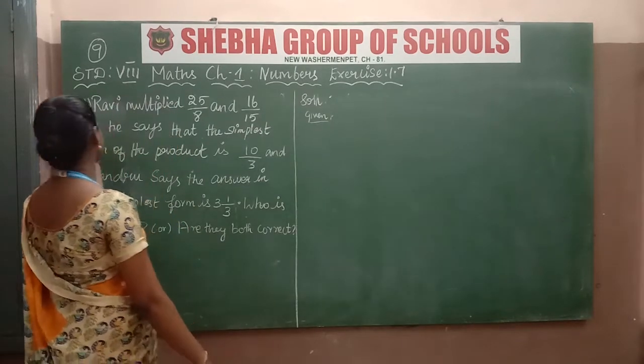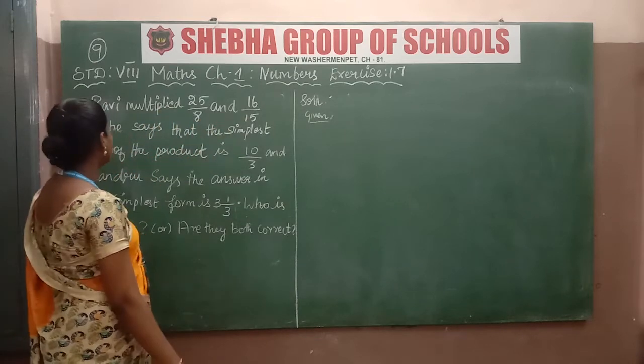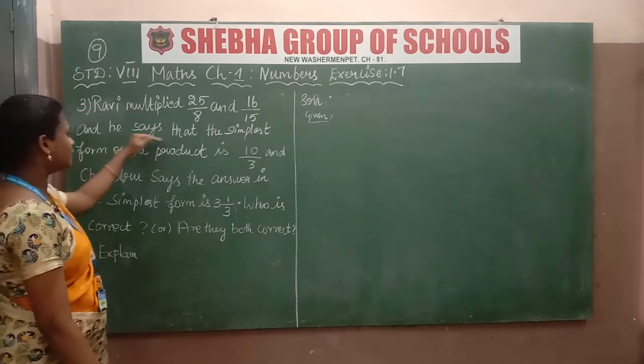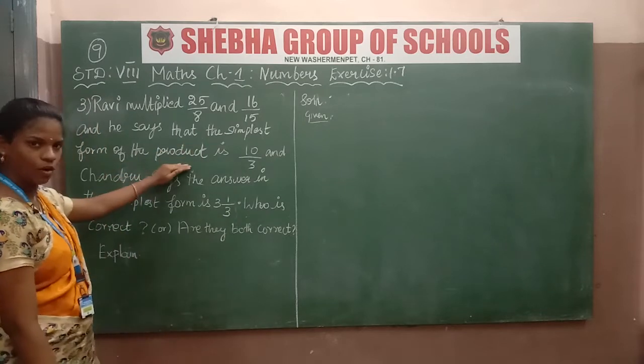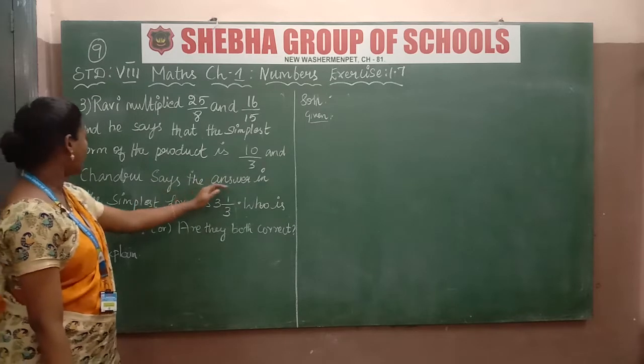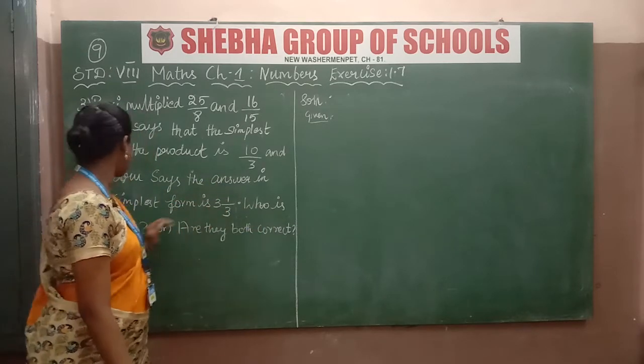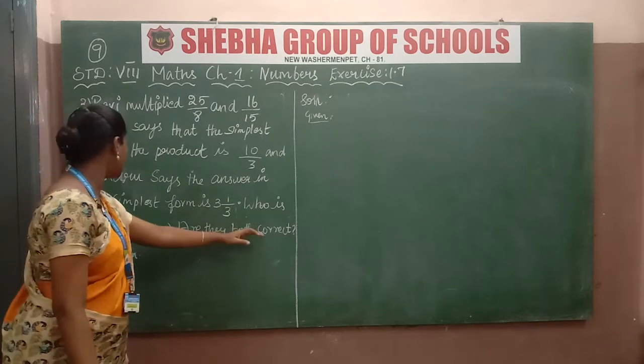Then the third question. Ravi multiplied 25 by 8 and 16 by 15 and he says that the simplest form of the product is 10 by 3. And Chandru says the simplest form is 3 1 by 3. Who is correct, or are they both correct?